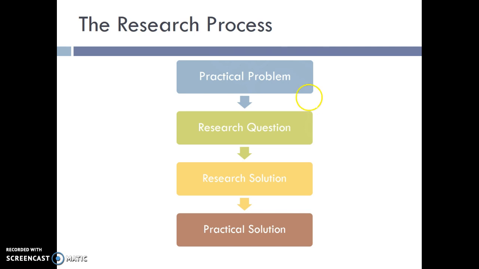Okay, and we do some research to find the research solution, and then we would be able to extrapolate a practical solution. That practical solution might be we need to do this to more intersections. Okay, for essay 3, you guys are just doing the middle two steps, the research question and the research solution. There is no practical problem or practical solution for you to worry about right now.